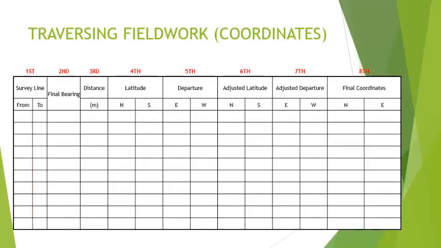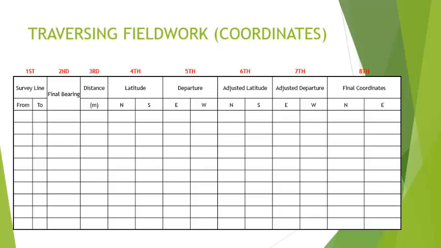This is the coordinates form. Okay, first column is where the direction of the traverse is stated. It is very important to understand how to fill in this form. A survey line consists of two survey stations, of course, the from station and the to station. But to avoid confusion, the from station is written only once at the first row, and the rest is inside the to station. Don't worry, I will show you what I meant.